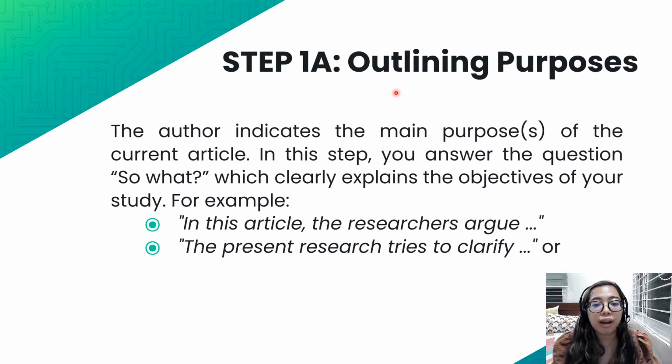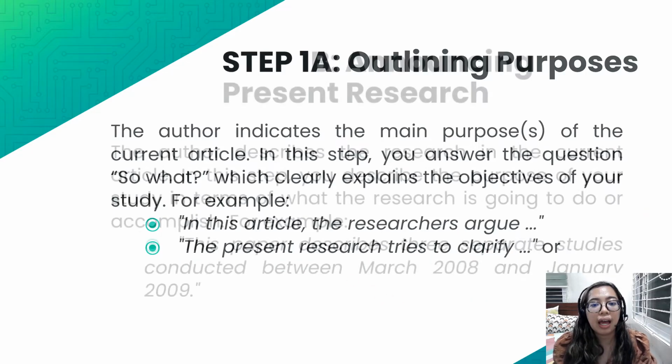So, you can do this by first outlining purposes. In this step, the author indicates the main purpose of the current article. In this step, you answer the question, so what? Which clearly explains the objectives of your study. For example, in this article, the researchers argue blah blah blah. Or you can also say the present research tries to clarify blah blah blah.